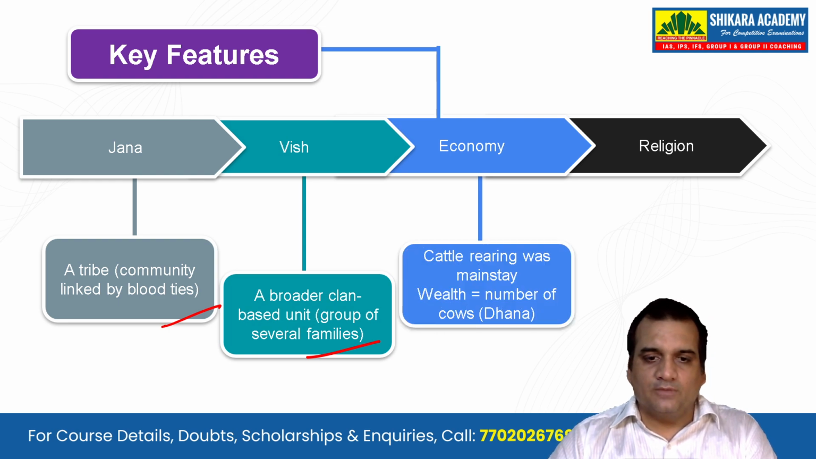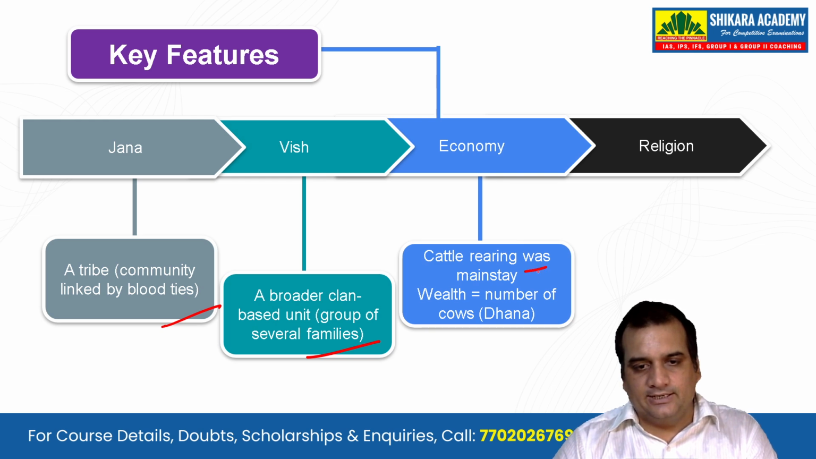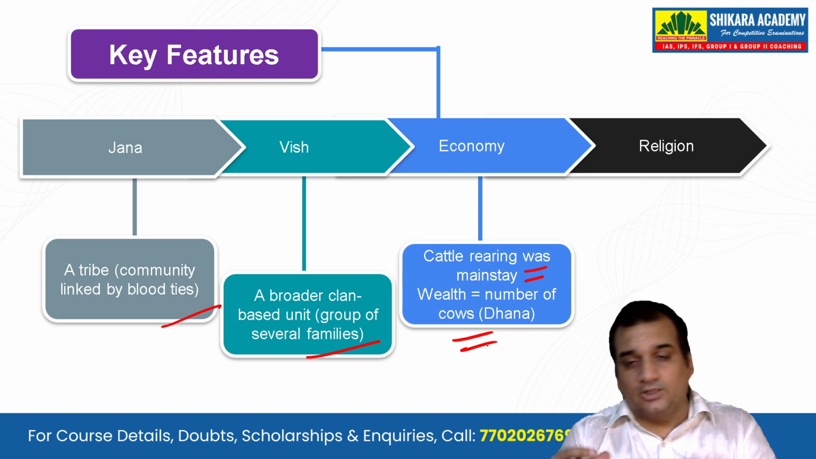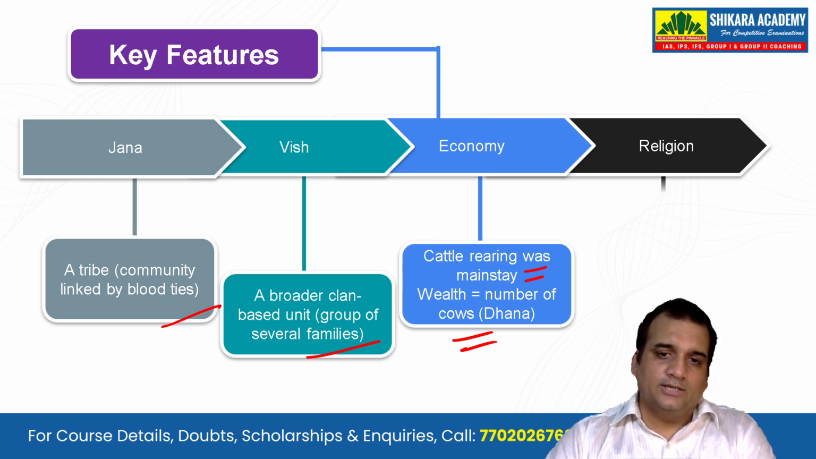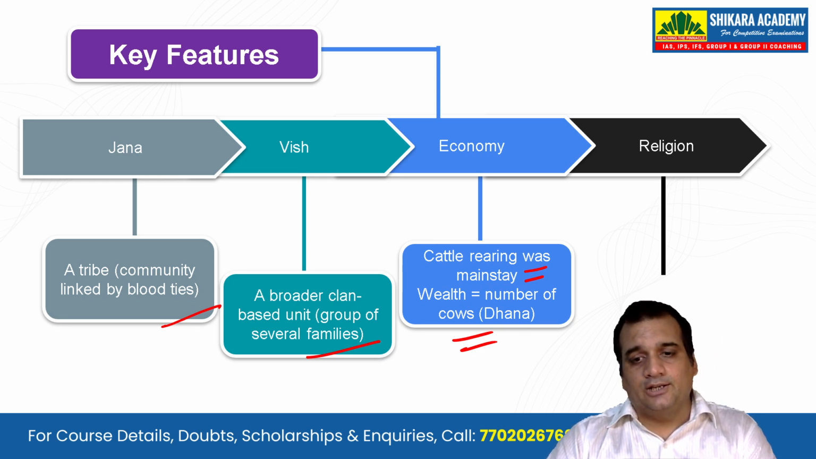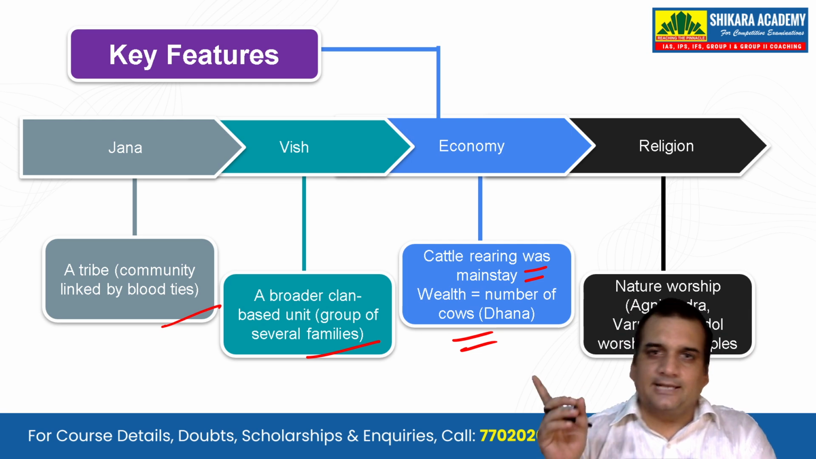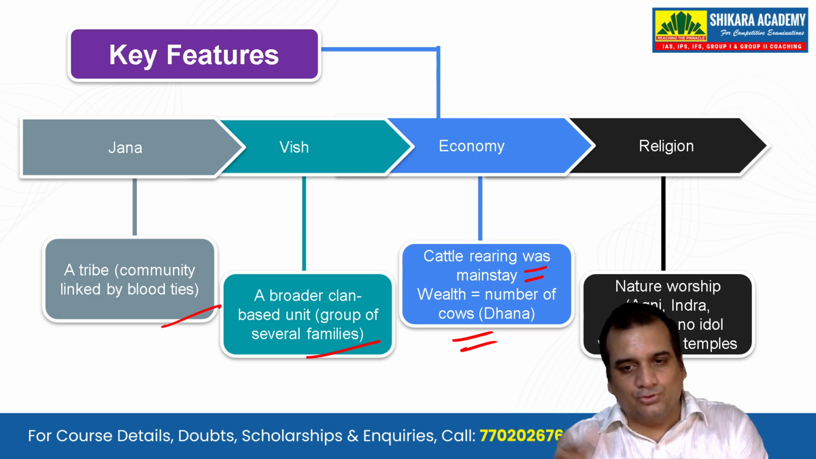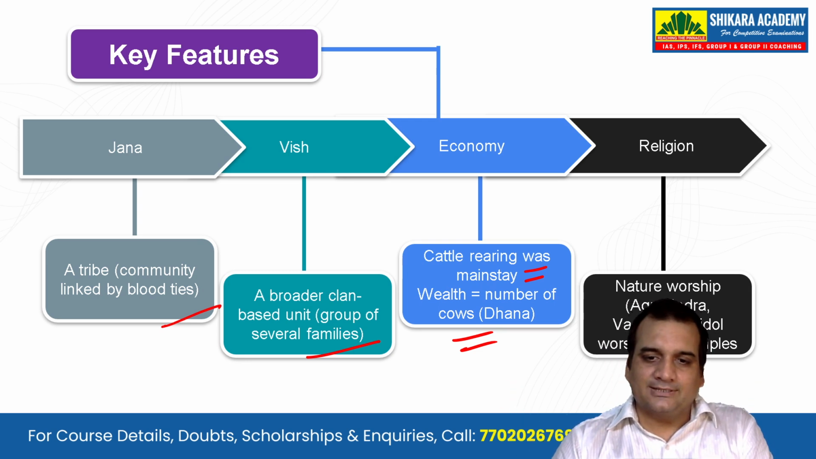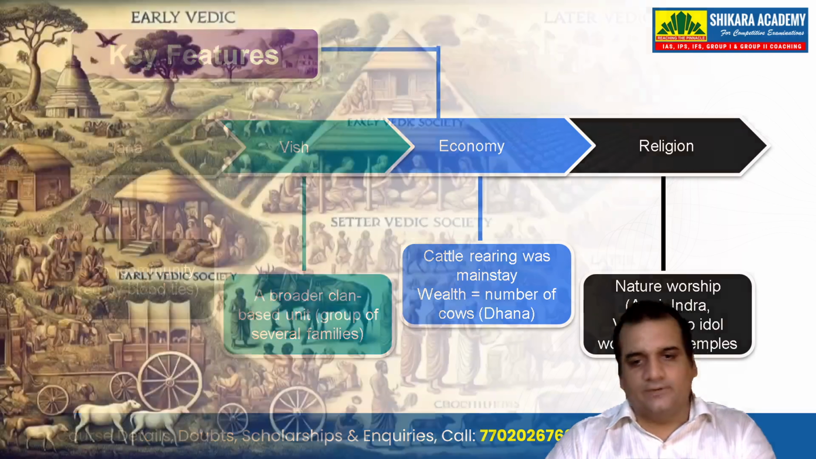How was the economy running? Obviously the cattle rearing was the mainstay. The more number of cows you are having, the more rich you are, okay. Like Elon Musk right now, if you had Elon Musk at that time, he might have had lakhs and crores of cows. Nature worship, Agni, Indra, Varuna, no idol worship and no temples. We are talking about the early Vedic period, don't forget that.